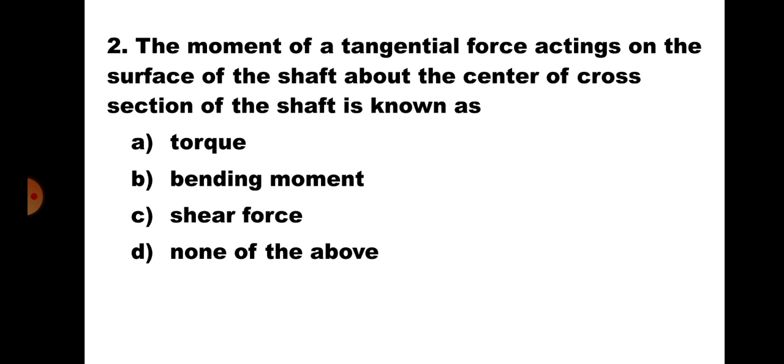Question number 2. The moment of a tangential force acting on the surface of the shaft about the center of the cross section of the shaft is known as A. Torque, B. Bending moment, C. Shear force and D. None of the above. When a tangential force acts, force into radius, that is the perpendicular distance, is the moment about the center of the cross section, which is known as torque. Hence, the correct answer of this question is A. Torque.